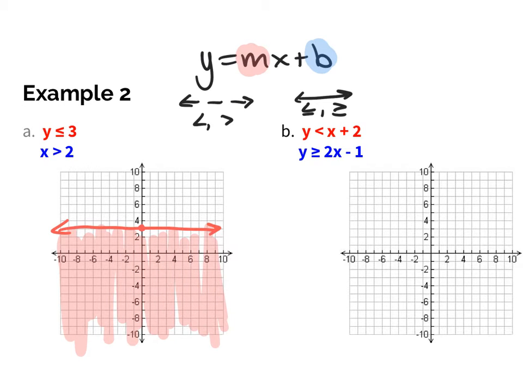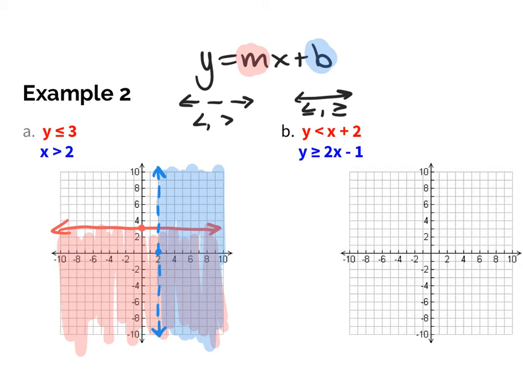Now the blue says x is greater than 2. So here's 2 on the x-axis. Because it says greater than, we're going to shade to the right of 2. And because it does not say equal to, the line I'm going to draw is going to be a dashed line. So again, it's dashed because it does not say equal to, and greater than would be the region of space to the right of the graph.